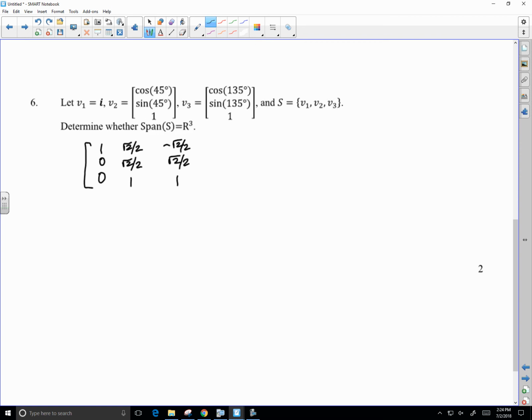Now we want to know whether or not this spans R3. So it's like, well, all right, what's R3? Well, any point in R3, which we would designate with A, B, and C, or something else. So you just need dummy variables in there. All right, so we want to row reduce this.